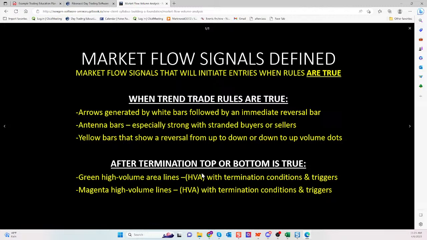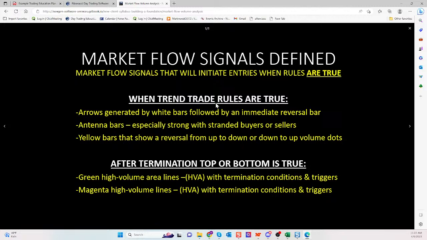Market flow signals defined. Market flow signals will initiate entries when rules are true. And just in case that didn't sink in, when trend trade rules are true. Not, I'm going to use market flow to get into trades that don't exist. I'm going to be able to break my rules by using market flow. I'm going to be able to take signals anywhere I want, and I'm going to be just crazy rich because market flow said. So Safia, Shogun, everybody listening to the sound of my voice, your rules need to be true, right?